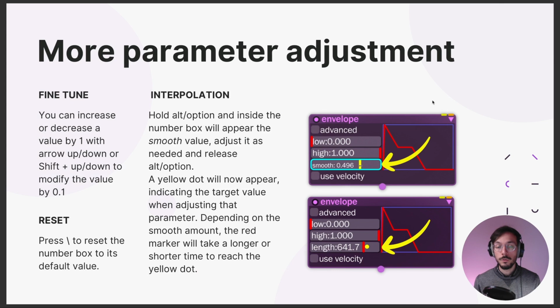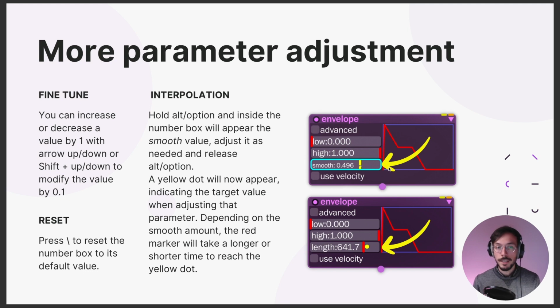A super cool feature, and I really love the way it is implemented, is the interpolation. So you can hold Alt or Option when inside a number box, and you will visualize this smooth value. You can set it from 0 to 1. So 0 is no interpolation, 1 is maximum interpolation.